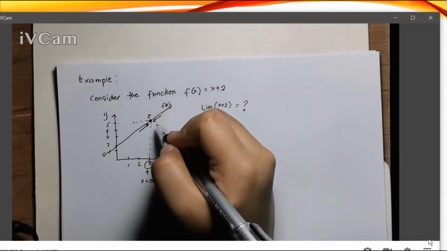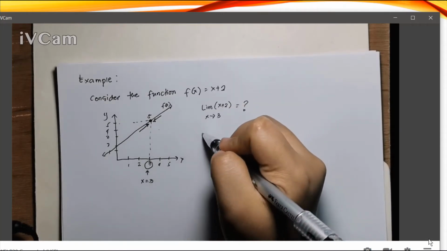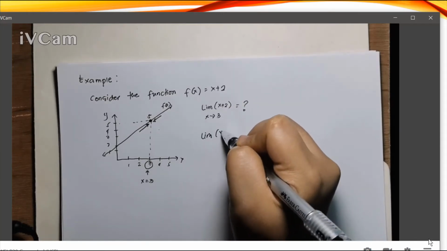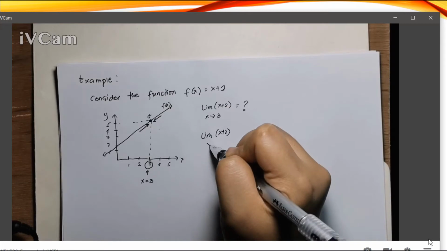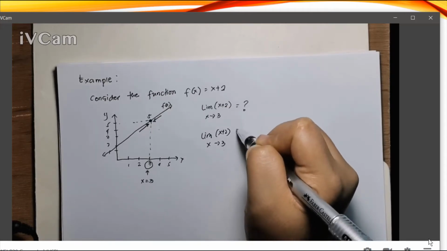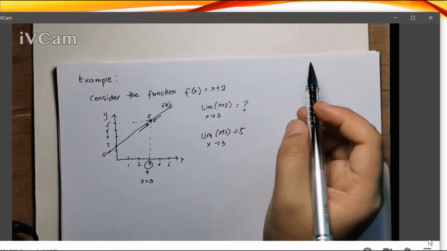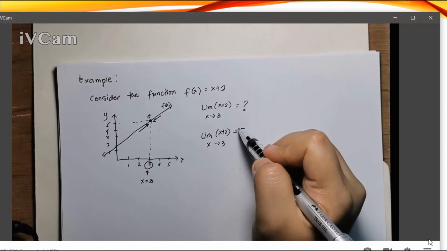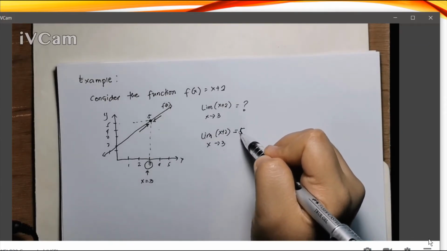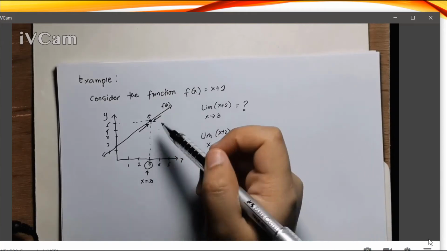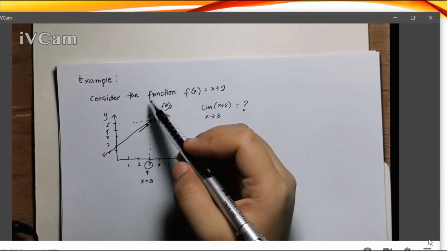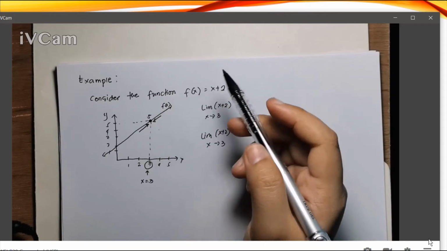Thus, we say that the limit of x plus 2, which is our f of x, as x approaches 3 is equal to 5. Okay? And note that this should be true on both ways, so from left to right and right to left.